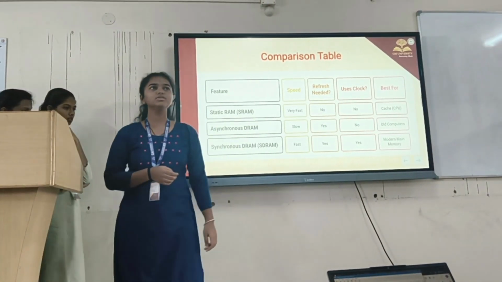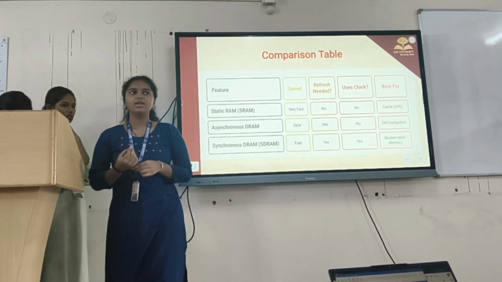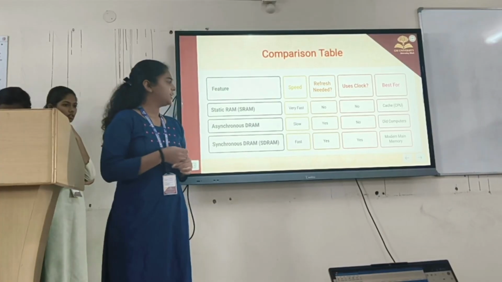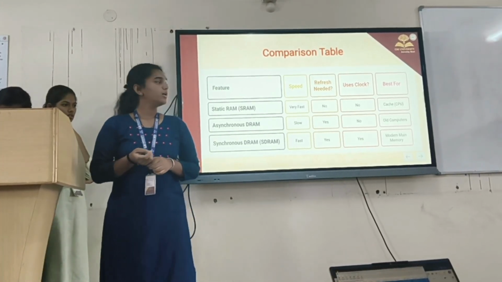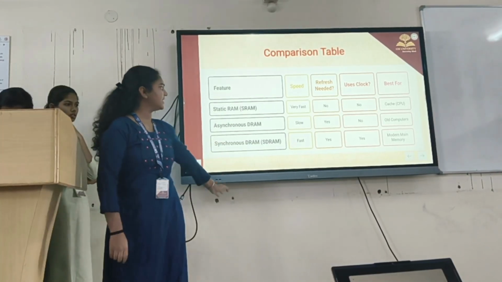And it is best for cache memory because the data sending is very fast and it is a volatile memory. When the power is off, there is no retainment of that memory. For that reason, it is best for the cache memory. So in cache memory, we use SRAM.